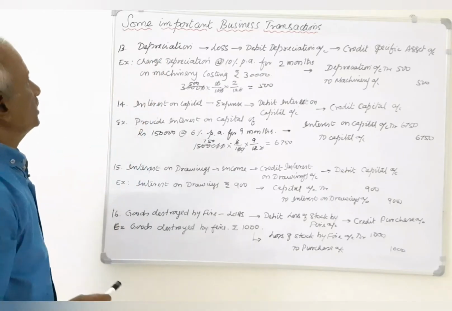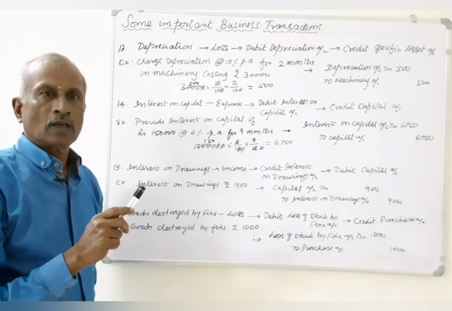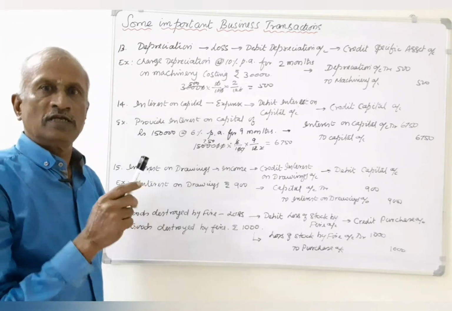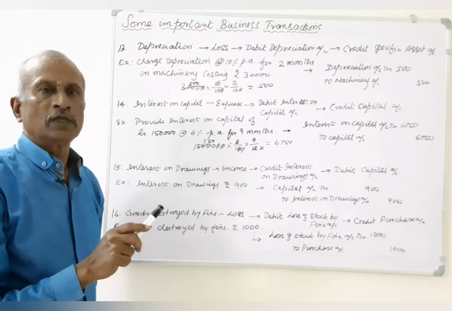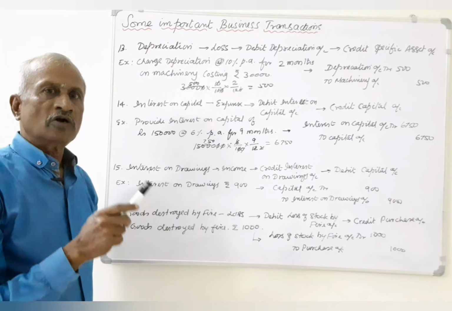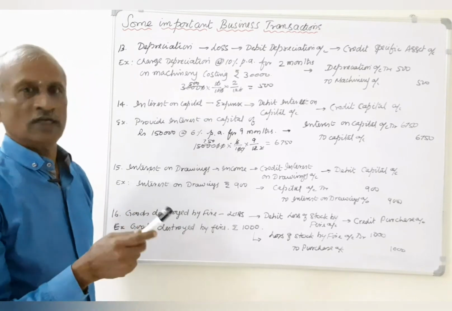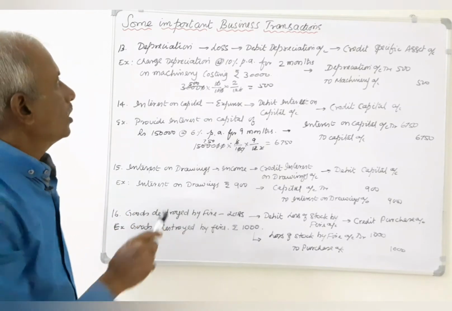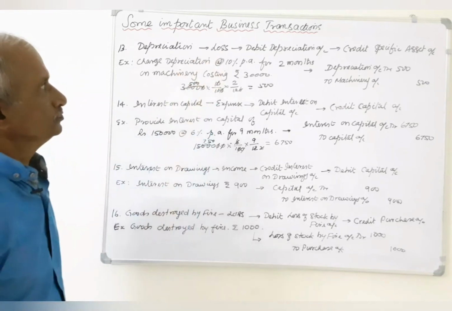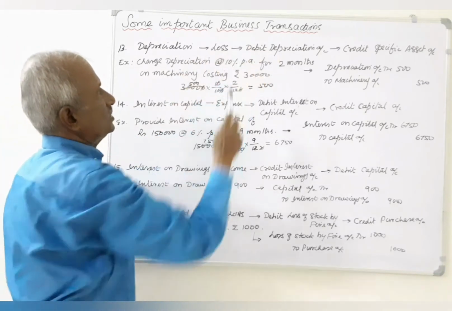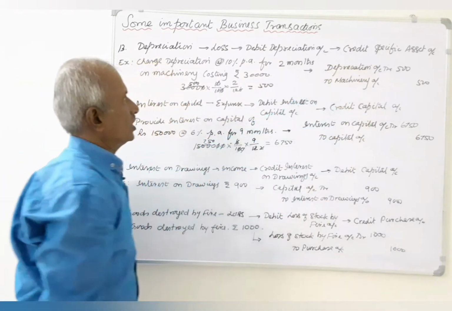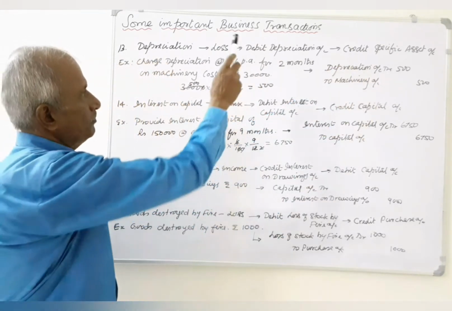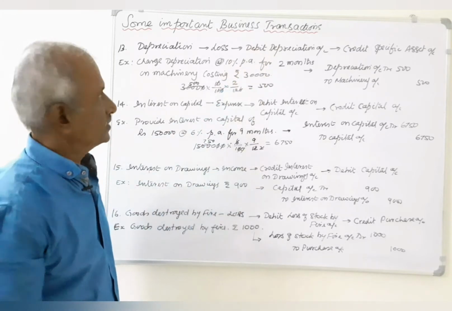Next transaction, depreciation on assets. Depreciation is the decrease in the value of an asset over time due to use, wear and tear or obsolescence. It is a loss. So debit depreciation account, credit specific asset account. So the journal is depreciation account debtor to specific asset.